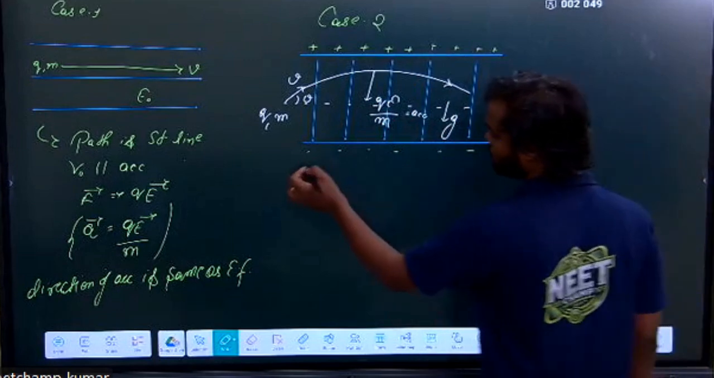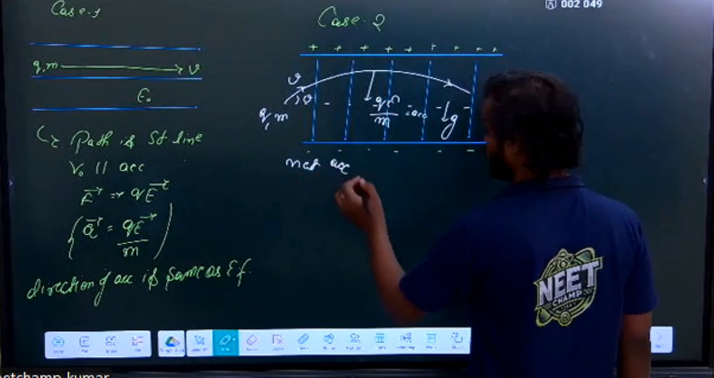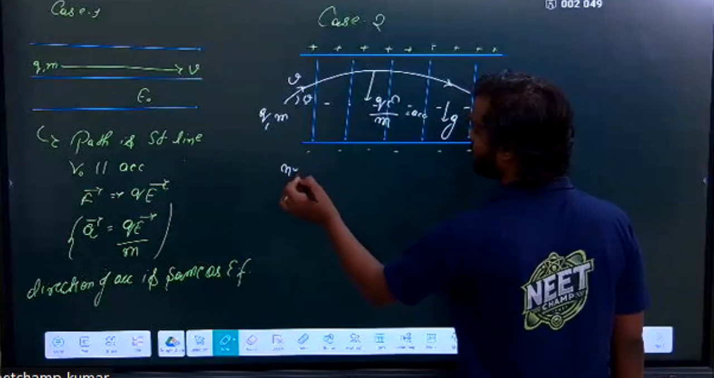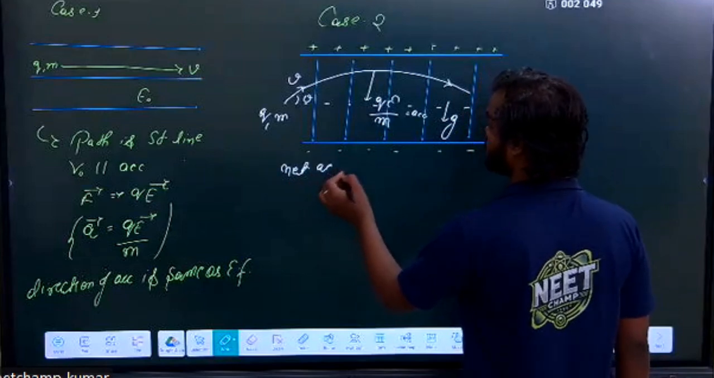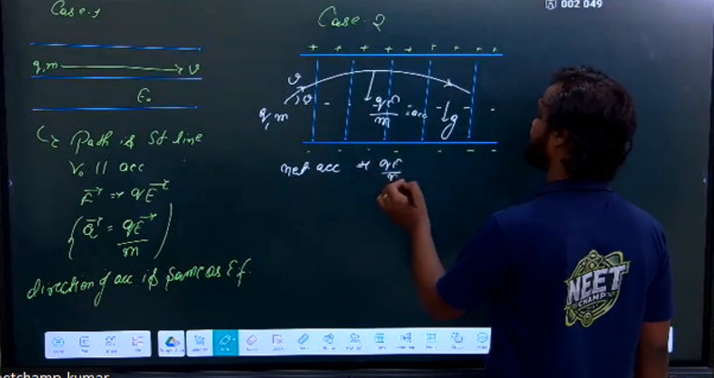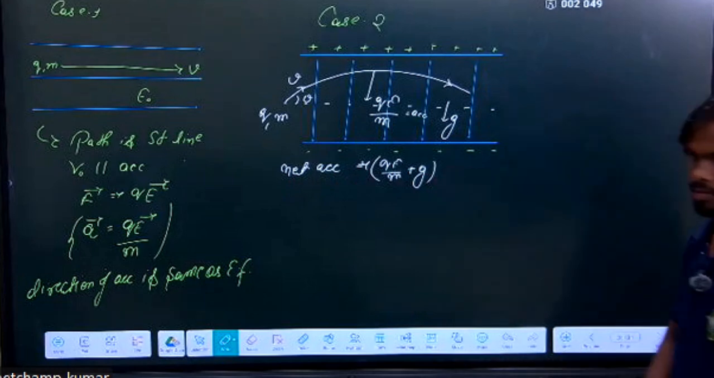So if I ask you what is the net acceleration? Because there are two accelerations there. What is the net acceleration? So net acceleration will be QE by M plus G. This is the net acceleration we have.